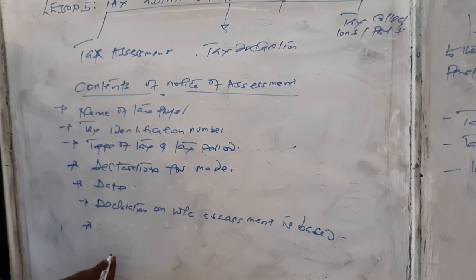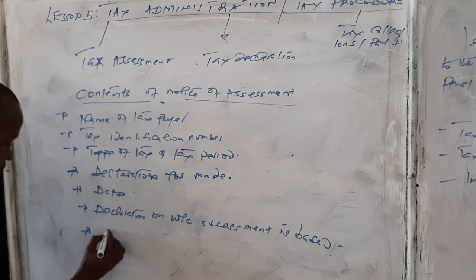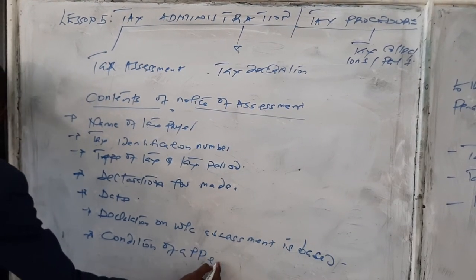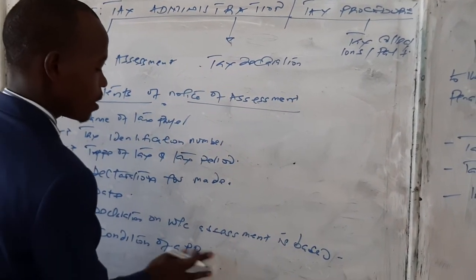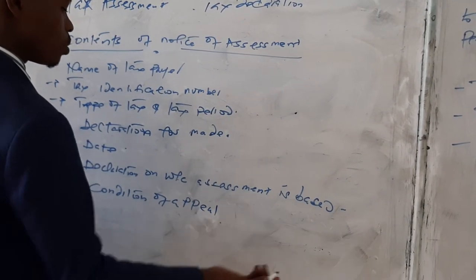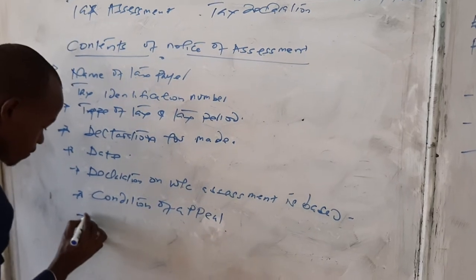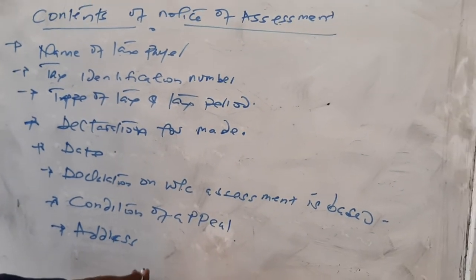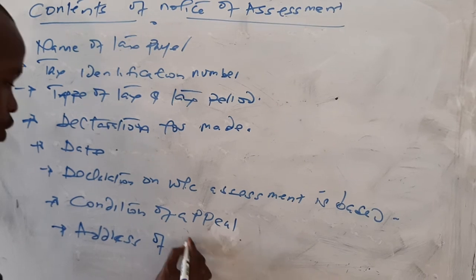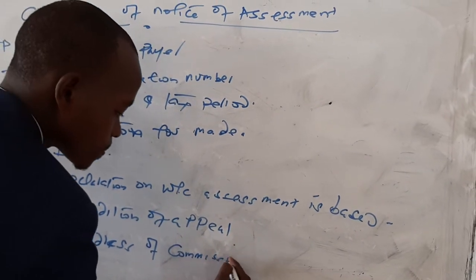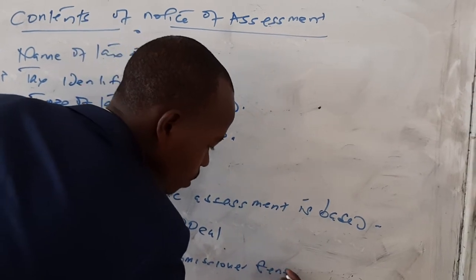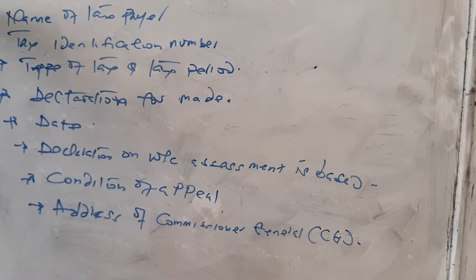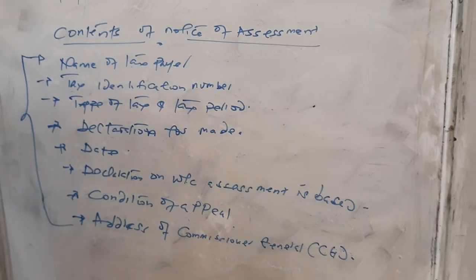It should also show the address and the conditions of appeal. So if the taxpayer wants to appeal to the CG, the Commissioner General of RRA, it should also show the address of the Commissioner General. So this is what is composed in the notes of assessment.